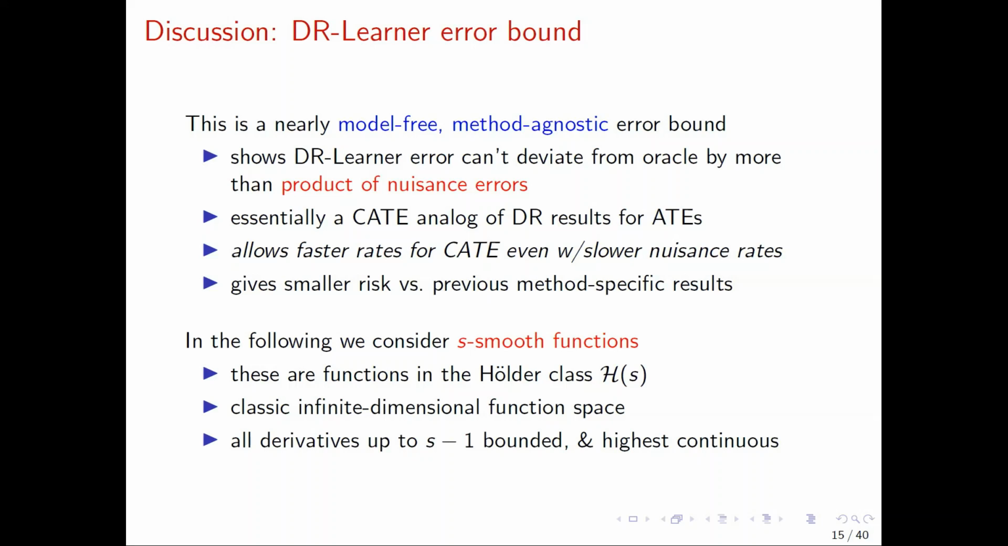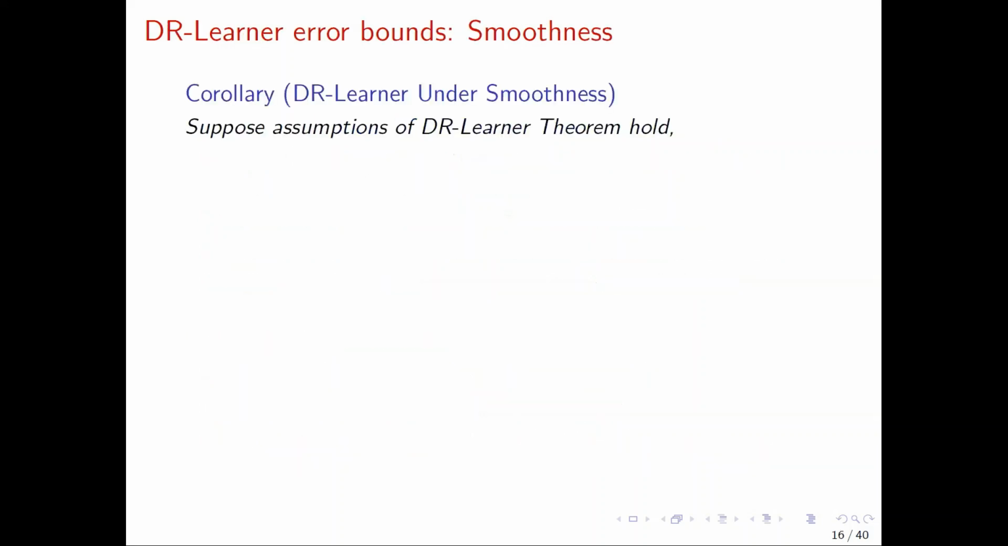We're going to start to specialize. The previous result didn't require any kind of smoothness or any structure at all. But now we're going to say what happens in this classic non-parametric class, and then figure out the best possible error in this class as well. The generality of the previous theorem is useful because when you have a particular function class, you can just plug in the rates that you get under this function class and get a result. So I'll show you what that looks like.